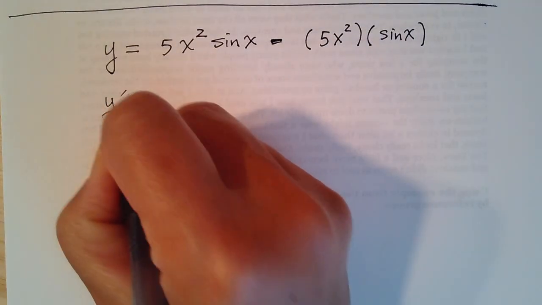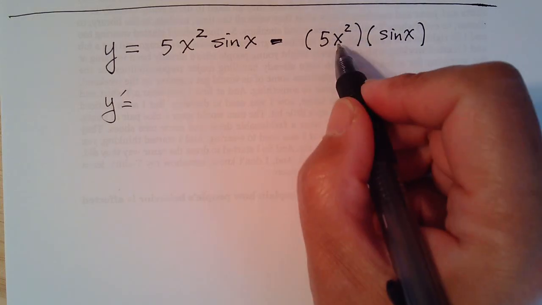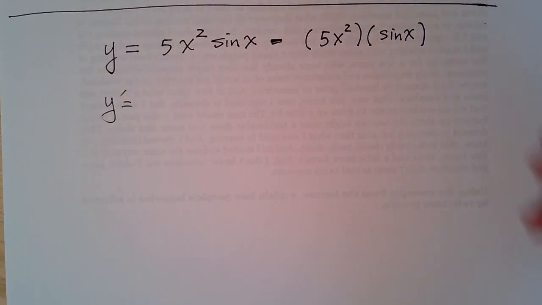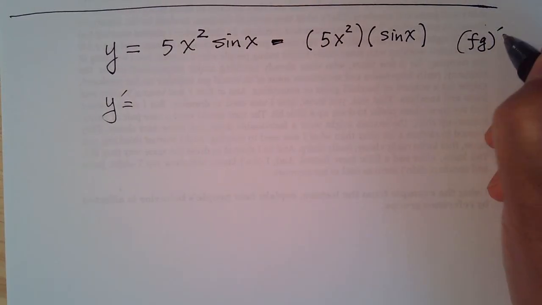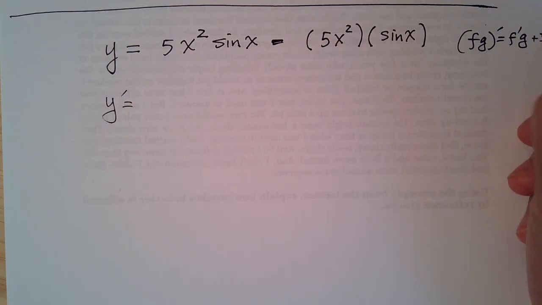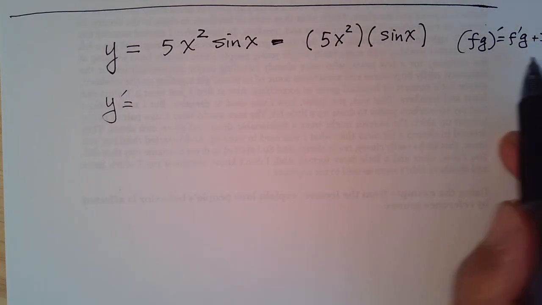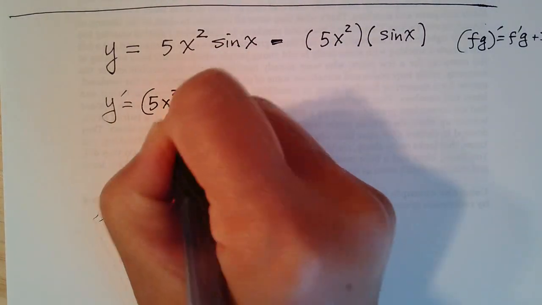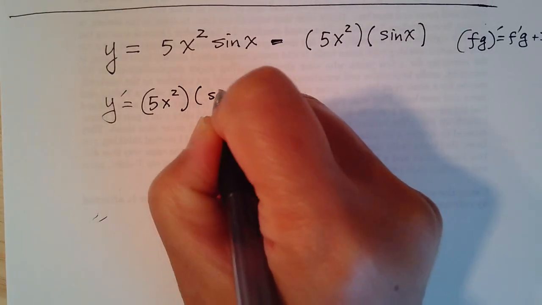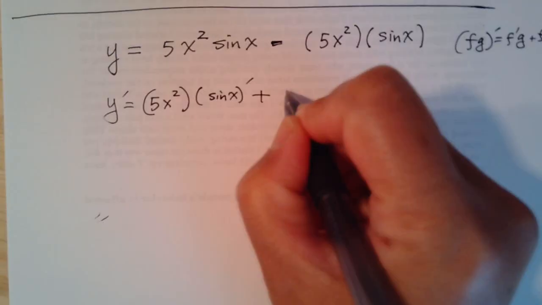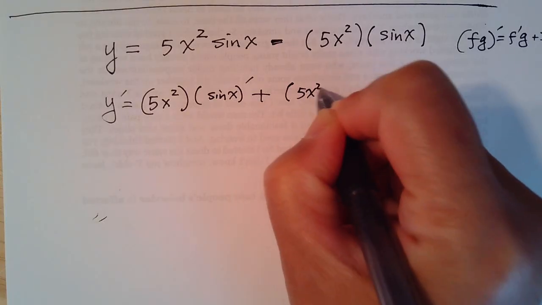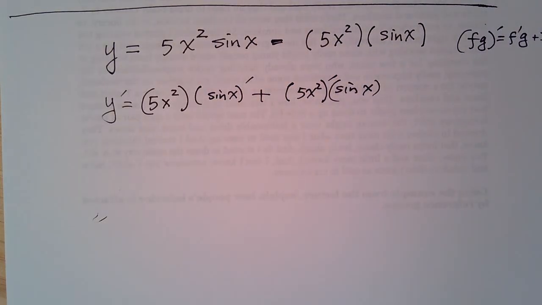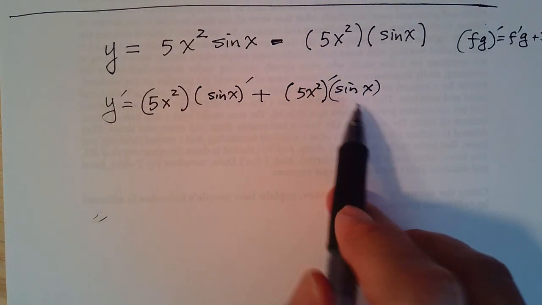Therefore, y prime will be, you can either take the derivative of the first times the second, or you can copy the first and take the derivative of the second. Either way, because there are two terms. So let me just write it again: fg prime plus f prime g. Of course, you can just change the order. So let me copy the first one, 5x squared, multiply by the derivative of the second term, plus the derivative of the first term, and then I copy the second term. So that was fg prime plus f prime g.